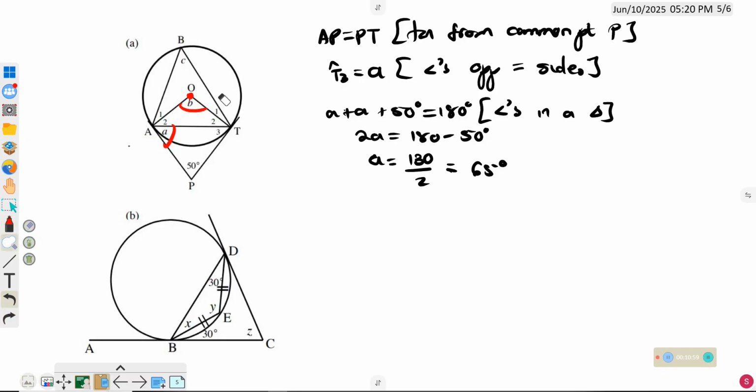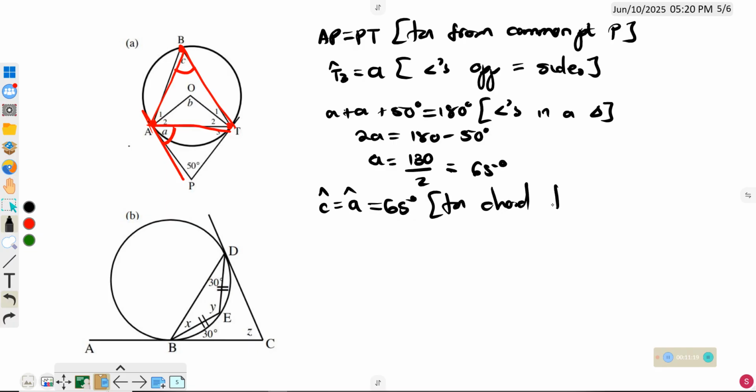Okay, so we need to find C first before we find B, because we can see that this A right here is equal to that. Tan chord theorem, how many times? Three times. So we have that triangle there. Then we have this tangent. So that is equal to that. In fact, angle C is equal to angle A, and they are both equal to 65 degrees by the tan chord theorem.